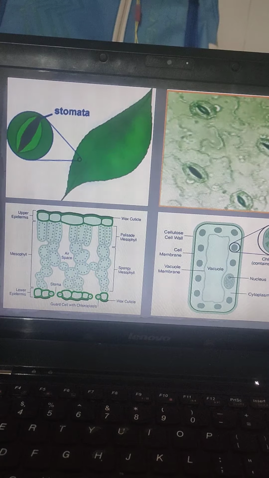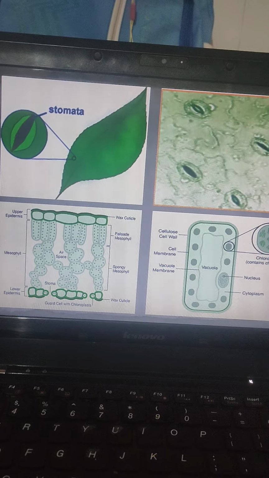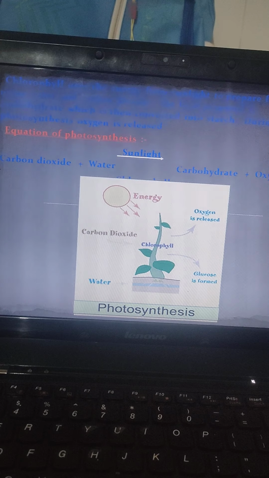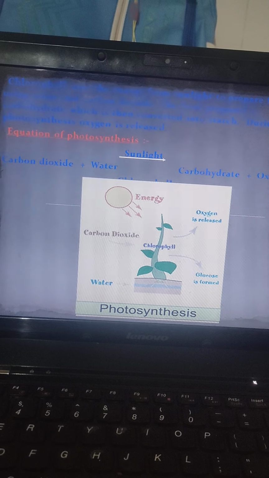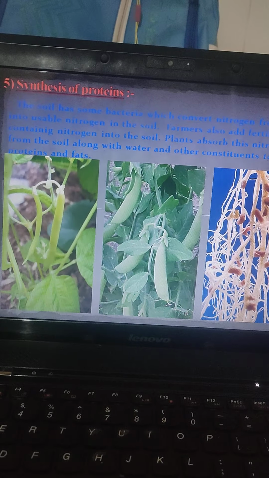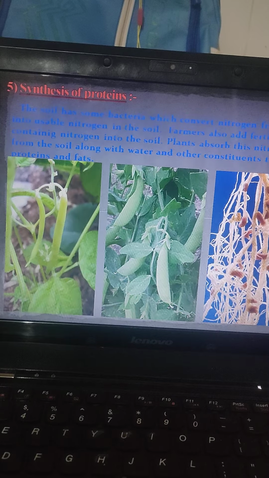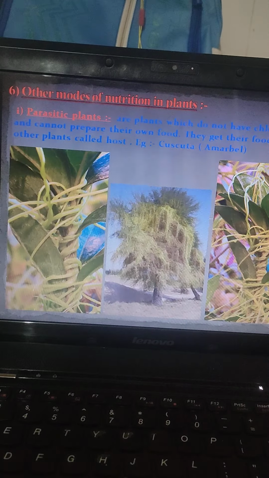You must be able to draw the diagram of stomata like this. And you must be able to write the equation of photosynthesis. Then you must be able to tell about the synthesis of protein, how proteins are synthesized in plants.